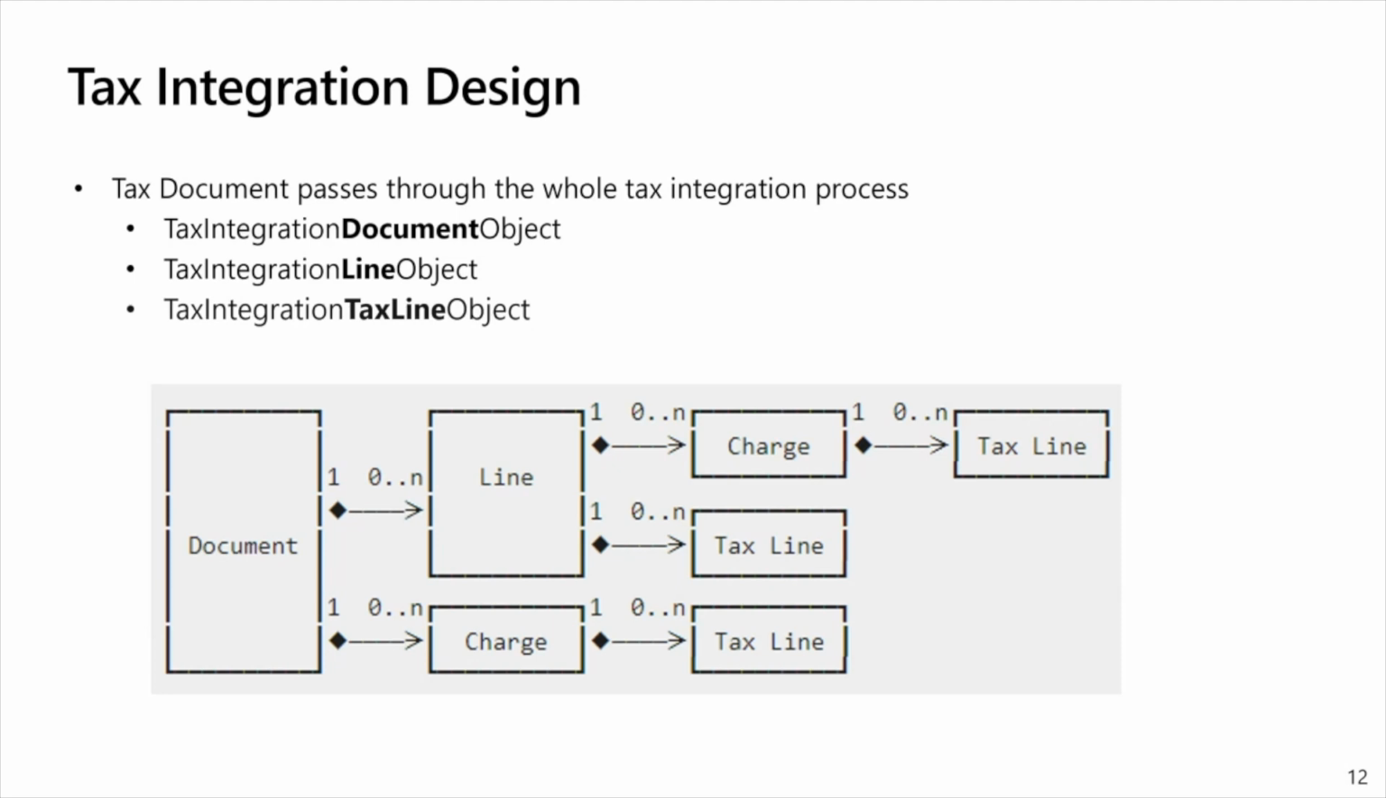The tax line is about the calculation result. Each tax line means one tax code with a tax amount. You will see that the tax lines can belong to a line charge, can belong to a line, and also can belong to the charges. Overall, these are the major objects you will be dealing with. If you want to do more extension on that, let me move to the next slide.